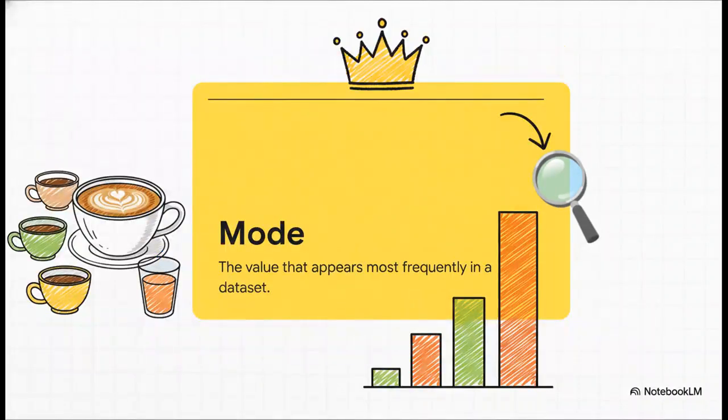And the third one is the mode. This is the easiest of all. It's simply the thing that shows up most often. So if you sold way more lattes than anything else, well, latte is your mode. It's your current best seller, plain and simple.